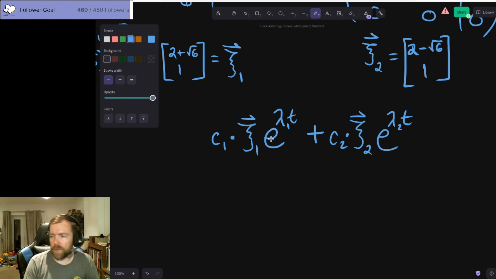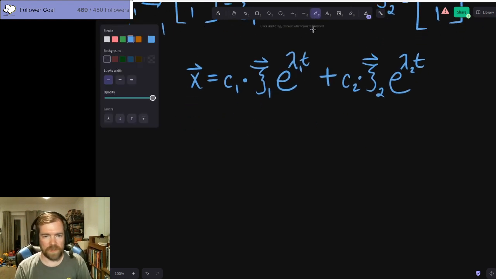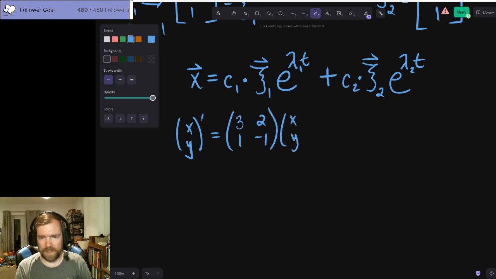Or push stuff away from the origin, I suppose. Okay, so this is actually going to be our overall x vector solution to our differential equation that we had all the way back at the beginning. So here we started with xy prime is equal to the matrix [3, 2; 1, -1] multiplied by xy.